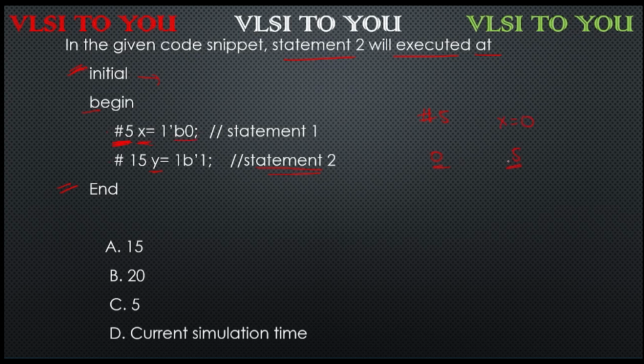And then after 5, after 15 time units, what is the value of y? It is given as 1. Now the tricky part here: most of you think that it will be executed at 15, but that is not the case. What did he ask? Statement 2 is executed at what time? That means from 0, 0 plus 5 plus 15.